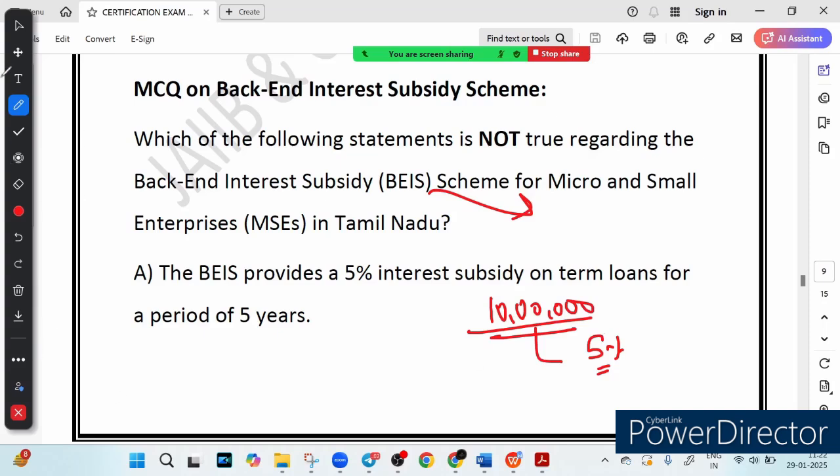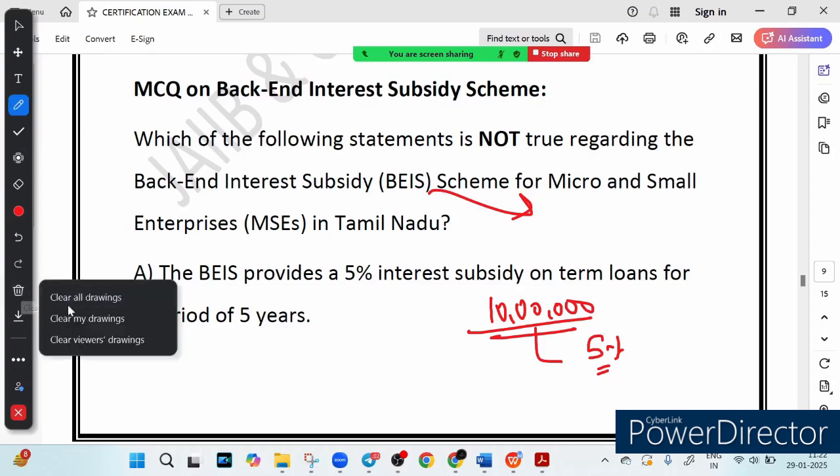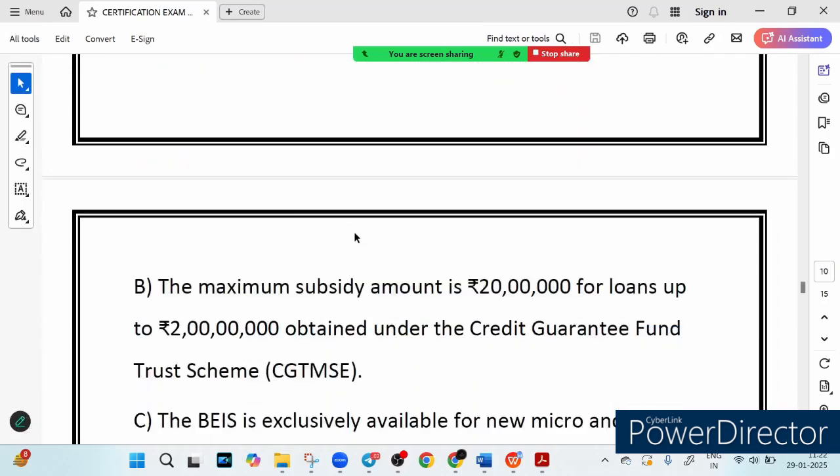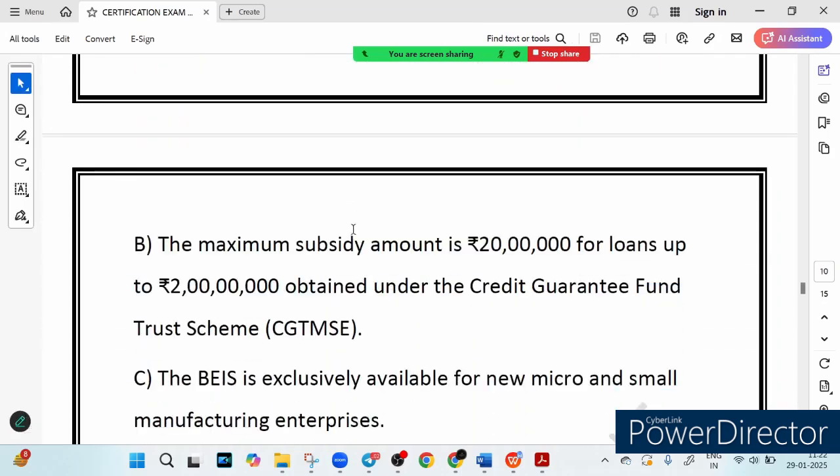So which statement is not true, it is asked. Right. Option A is correct. Now option B, let's see. Option B says that a maximum subsidy amount is 20 lakh for loan up to 2 crore and obtained under the CGTMSE. So the maximum subsidy, yes, this is also correct. The maximum subsidy under BEIS scheme is 20 lakh, which is applicable to loans that are up to 2 crore.